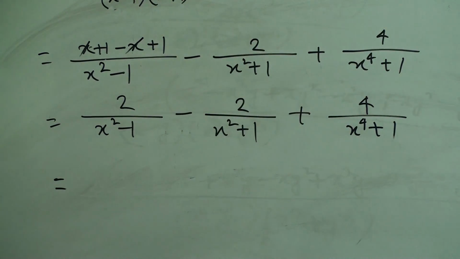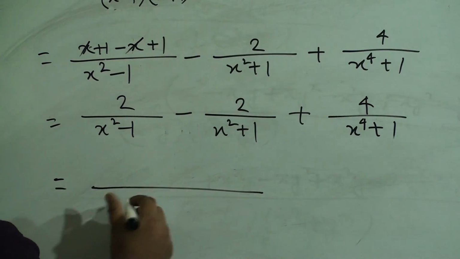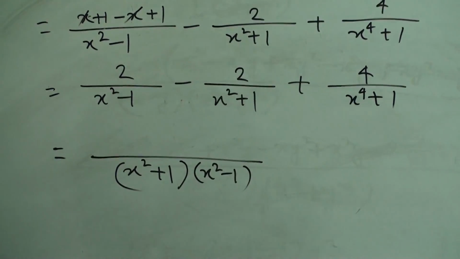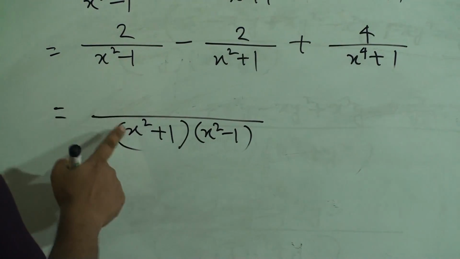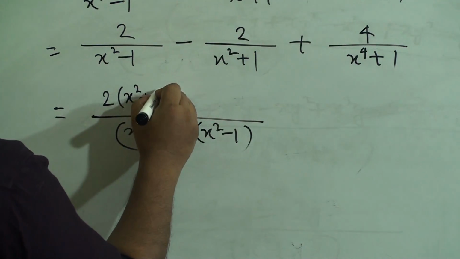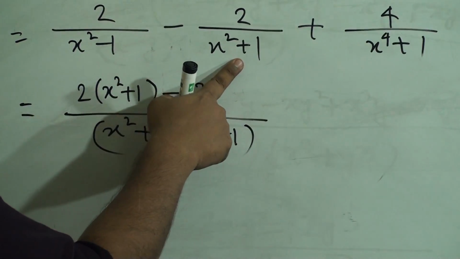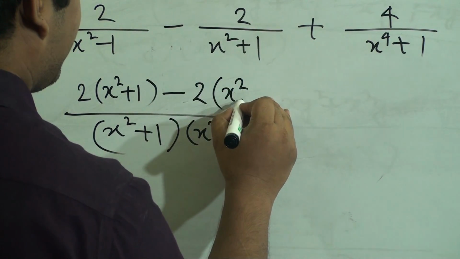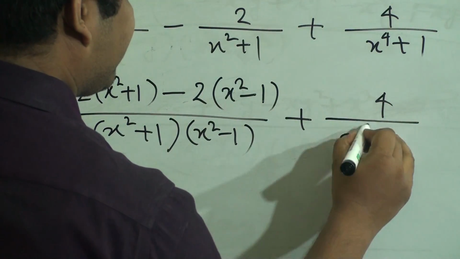Then we do subtraction of these two fractions, and first of all we find out LCM. So x square plus 1 and x square minus 1. Okay, and if we divide this LCM by denominator of the first fraction, we get x square plus 1. That one is multiplied with this 2. So we get 2 into x square plus 1. Similar way, we divide this LCM by denominator of the second fraction and we get x square minus 1. That is multiplied with 2 and we get minus 2 into x square minus 1 plus 4 by x to the power 4 plus 1.